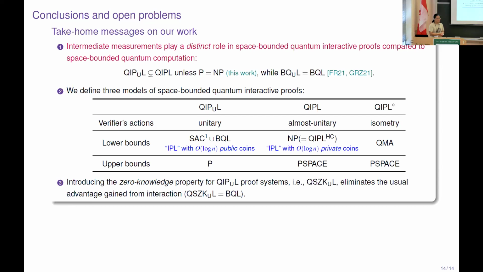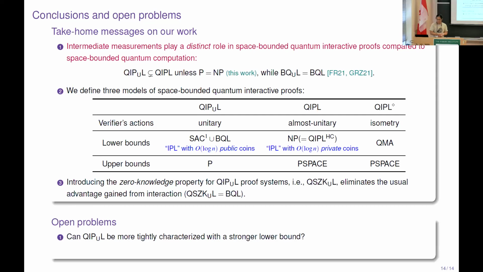Another thing I only mentioned briefly in this talk is that we also define a statistical zero-knowledge version for QIPUL. And it turns out that this zero-knowledge property is too powerful, it's too much. So it turns out this zero-knowledge property will kill the advantages usually gained from the interactions.